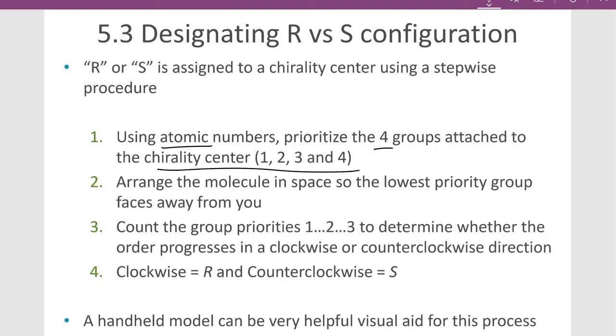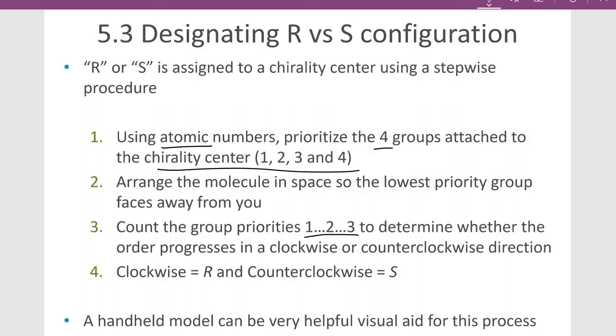Then we'll arrange the molecule in space so that the lowest priority group faces away from us. And here's where a model kit is going to be extremely useful. Next, count the group priorities 1, 2, 3. In other words, determine the progression of rotation 1 to 2 to 3 to determine whether the order progresses in a clockwise or counterclockwise direction. Clockwise will be R and counterclockwise will be S.